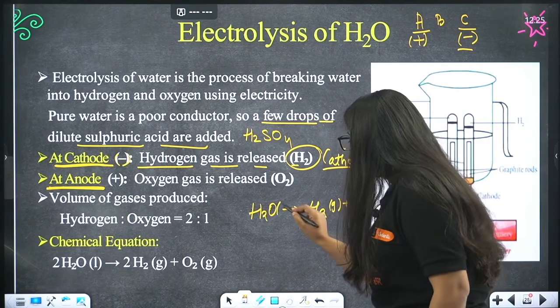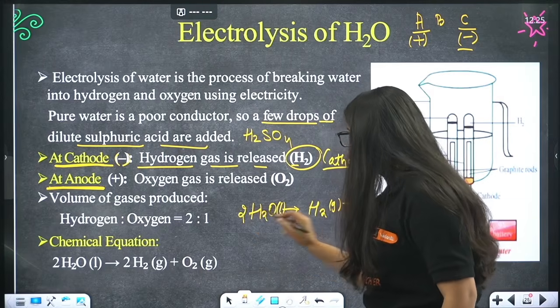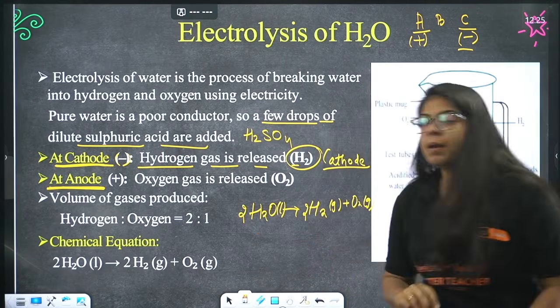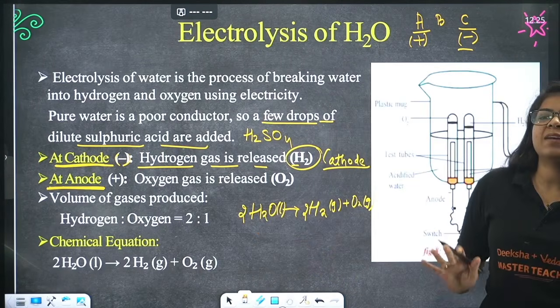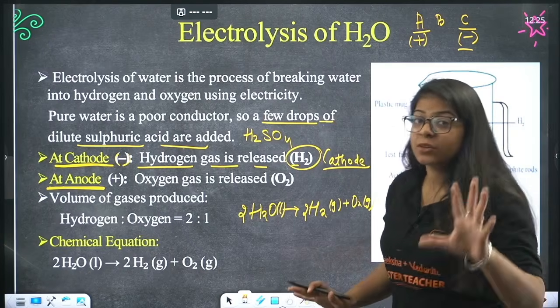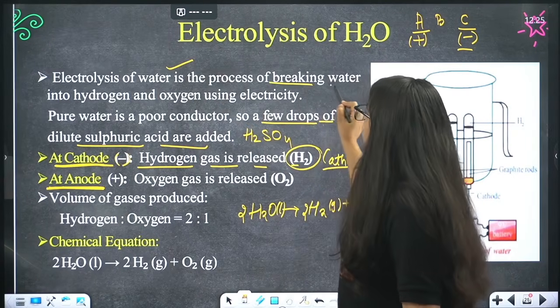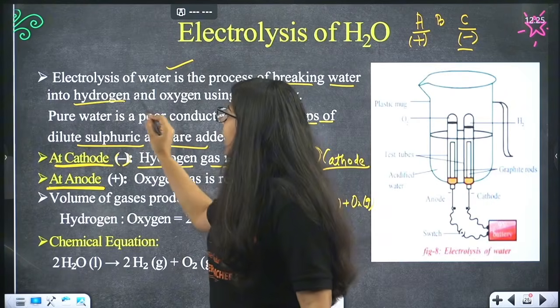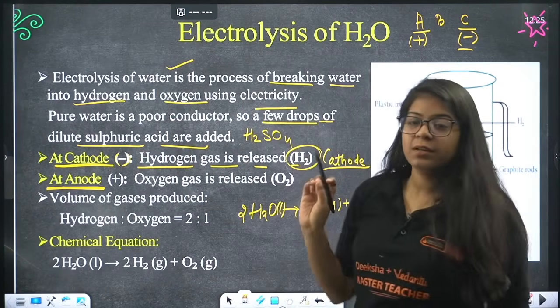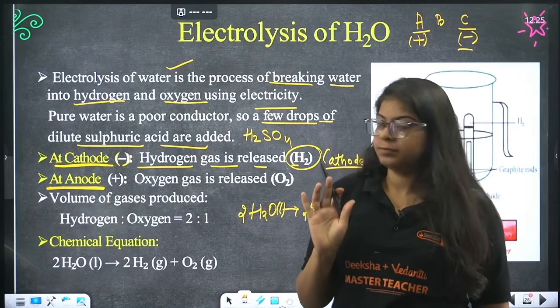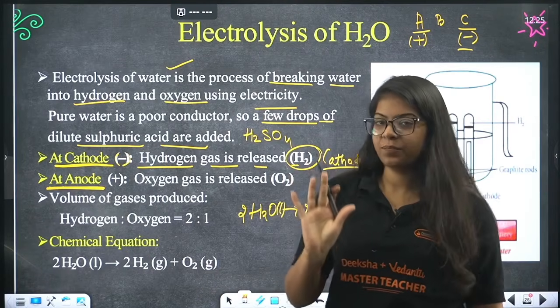Here it was liquid, right? So if we do the balancing, this will be the balanced chemical equation of electrolysis. Electrolysis is the word. Electrolysis of water is the process of breaking down of water into hydrogen and oxygen using electricity. Done. Great. Understood. Okay.